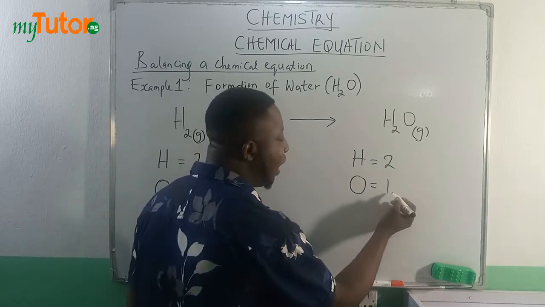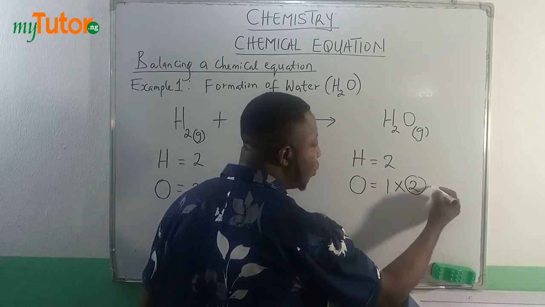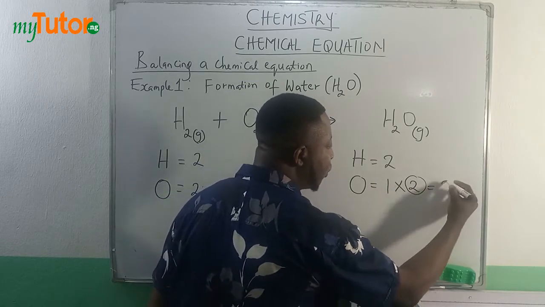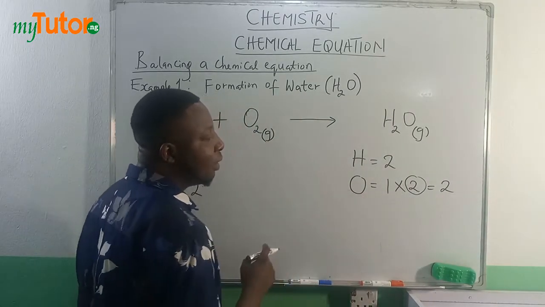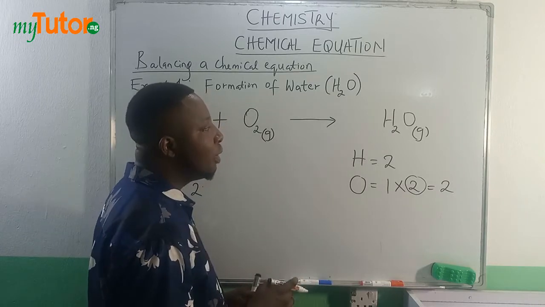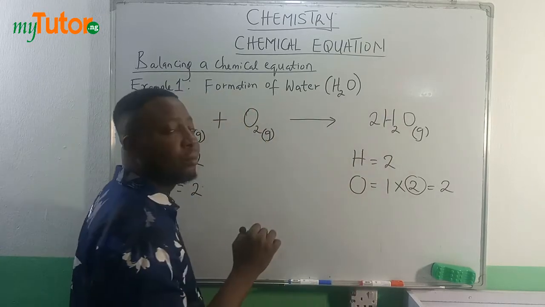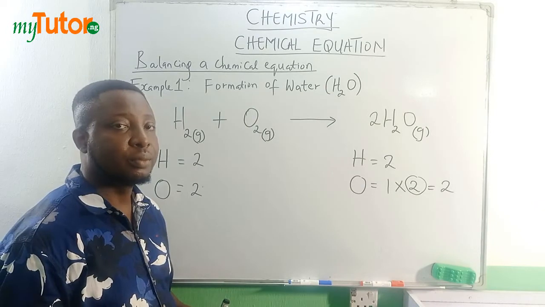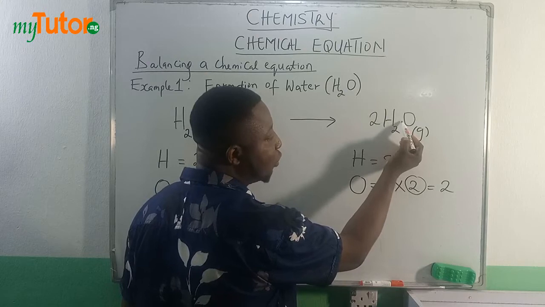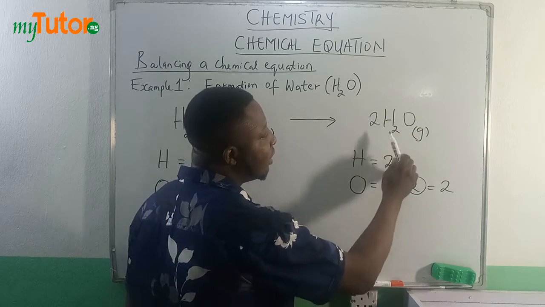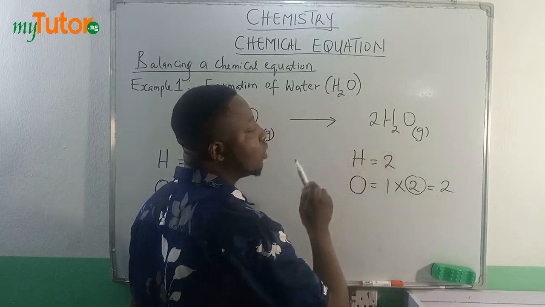So we multiply 1 by 2. By multiplying this 1 by a number 2 will give us oxygen atom to be equal to 2. Since we multiply this number by 2, we're going to go to where we have the oxygen atom and add the number 2 in front of the molecule where the oxygen appears. The number 2 is not written below oxygen and it's not written in front of the oxygen because the oxygen is a part of this molecule. Therefore, the number 2 will be written in front of the molecule.